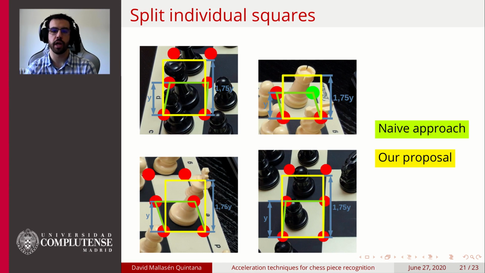We have introduced a new way of splitting individual squares. In these images, a comparison is made between the naive way in green and our proposal in yellow, which takes into account the height of the square. Unfortunately, due to the current circumstances, we were not able to create an image dataset following our proposal, so we had to follow the naive approach, as we mentioned earlier. Implementing our idea could improve significantly the accuracy when classifying the pieces.